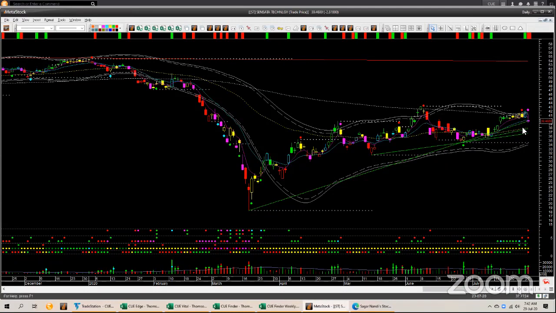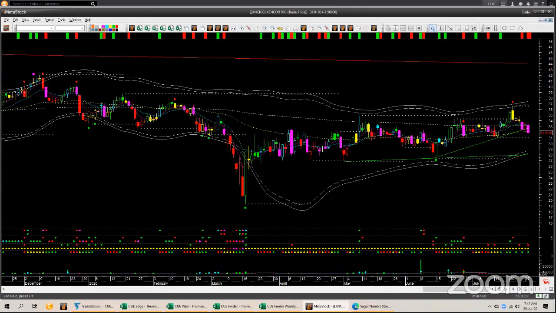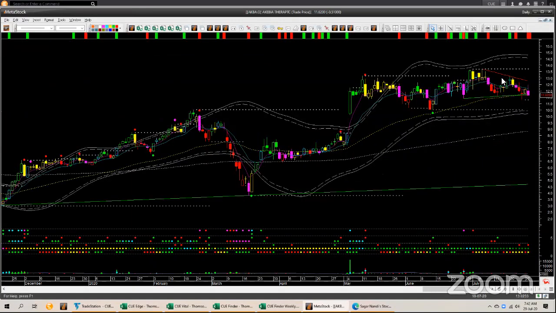ST. This has memory support here. Not interested to short it. Close. This is looking weak. Zencore, XNCR. I'll come back to it and look at it using weekly daily. AKBA.